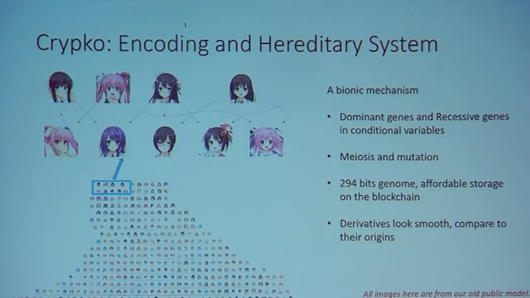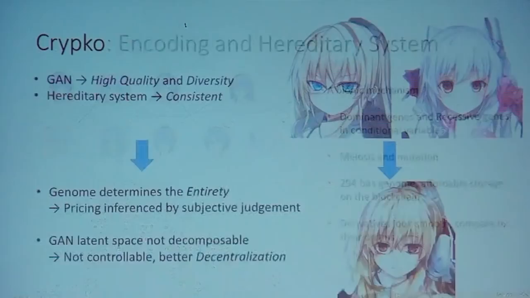For example, the crypto on the left in the lower row is derived from the upper row. For the left crypto, it exhibits hair color and hairstyle from the upper right, but meanwhile looks similar to the upper left origin.